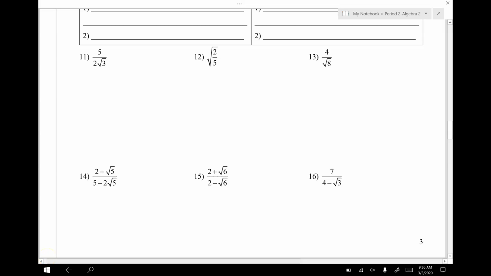All right. Question 11 and 16. You would need to understand 14, 15, 16 to finish yesterday's classwork. Okay. 5 divided by 2 radical 3.